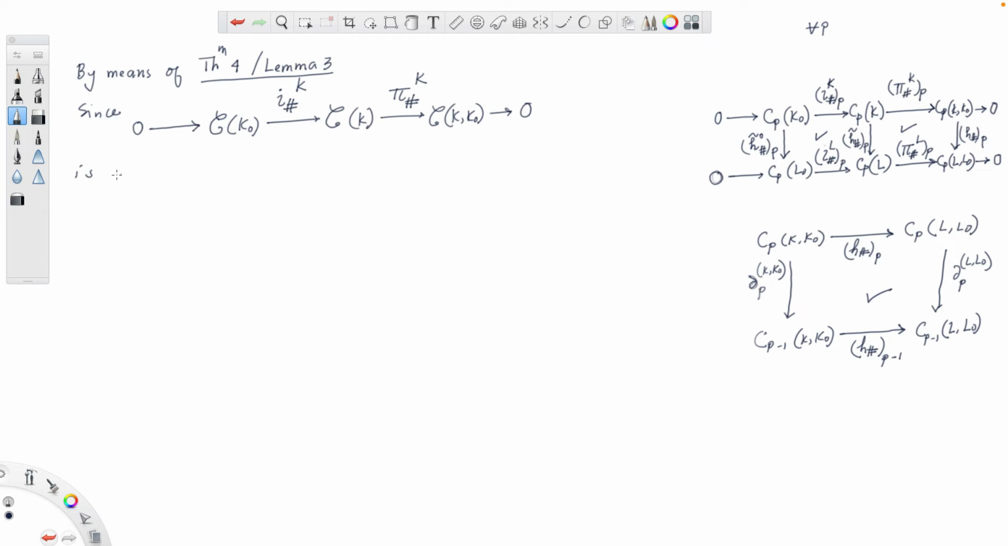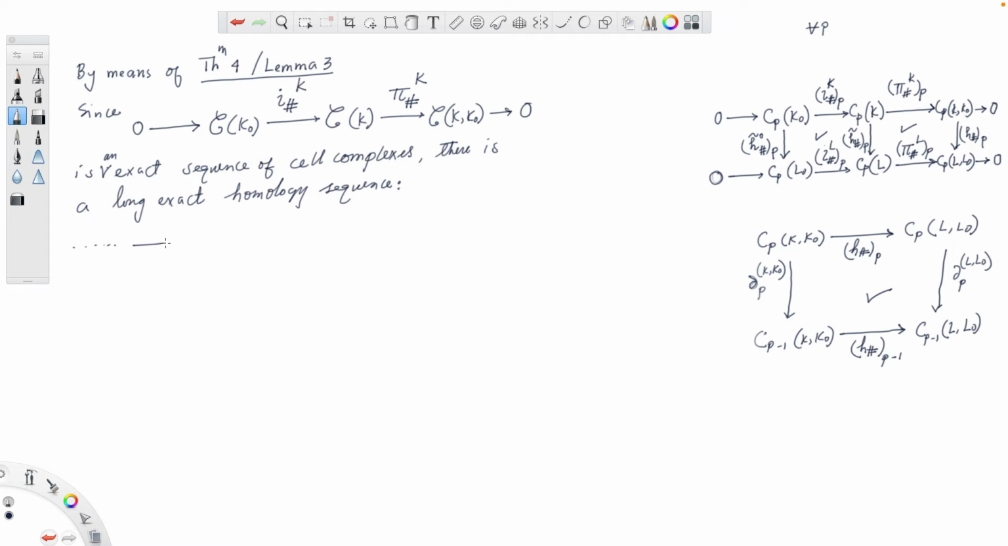Since this is an exact sequence of cell complexes, there is a long exact homology sequence, right, by means of theorem 4 or the zigzag lemma, which we write as, so we get to HP of K0 and then to HP of K. So we consider the zigzag lemma in terms of the pair K0, K comma K0, okay.